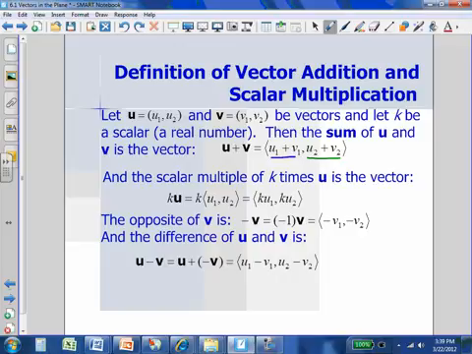Scalar multiple, k times. Basically think of it like distributing. You're going to take the scalar multiple k and multiply it in, so to speak, to both components so that you have k times u1 and k times u2.